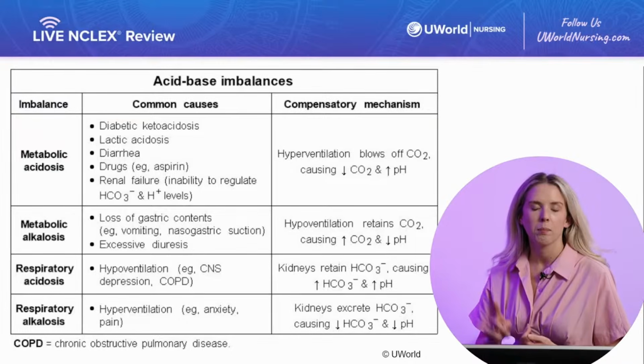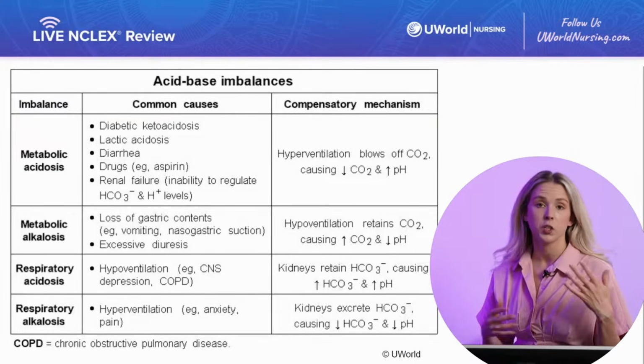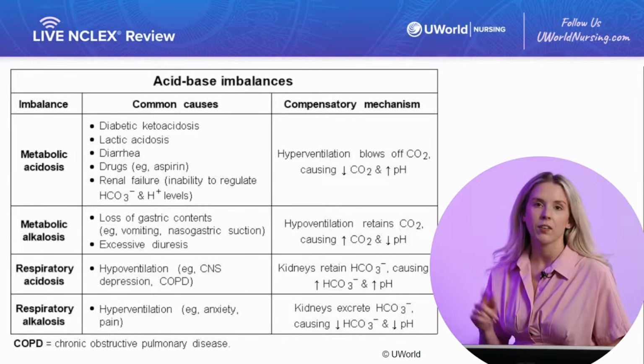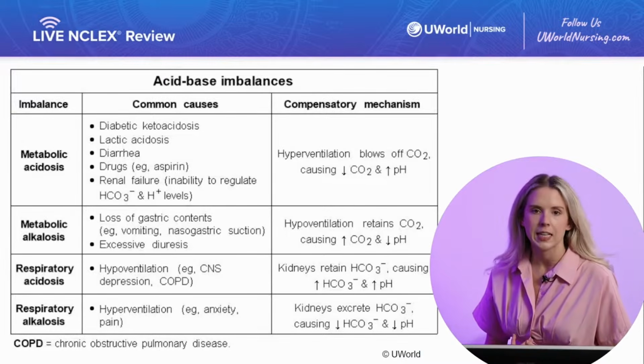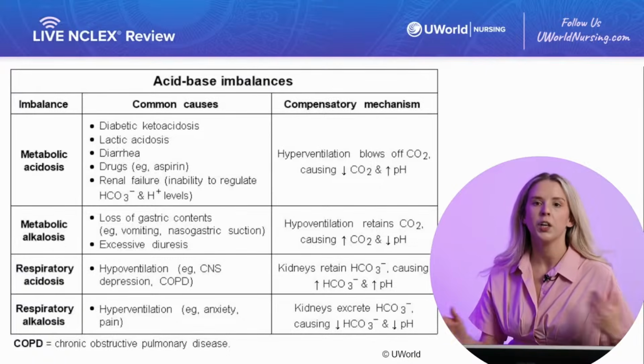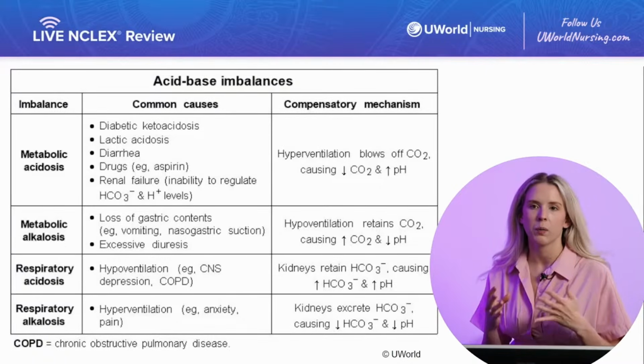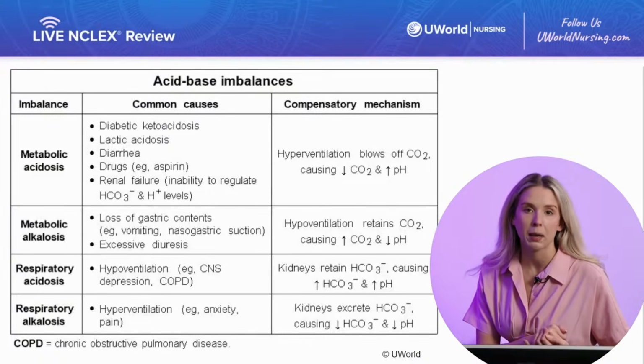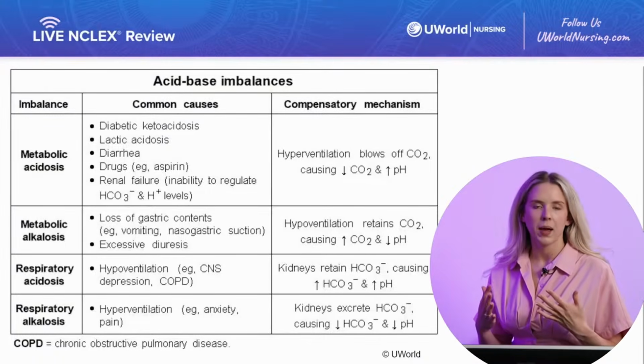We want to make sure we're monitoring our ABGs so we can know if we're trending in the right direction. We need to give IV fluids and replace electrolytes as needed. For respiratory acidosis in particular, we need to work on improving our airway and our breathing because again, these clients are hypoventilating. So we can do this by supportive measures.